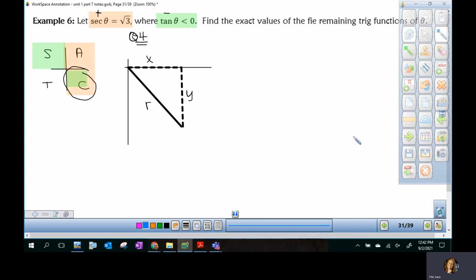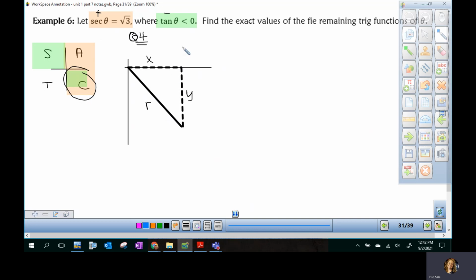All right, so I started with my quadrants. All students take calculus. They told me secant is positive. If secant is positive, that means cosine is positive, right? Because those are the reciprocals. So cosine is positive in 1 and 4. And then they told me tangent is less than 0. That means negative. Tangent is negative in 2 and 4. So the overlap is happening in quadrant 4.